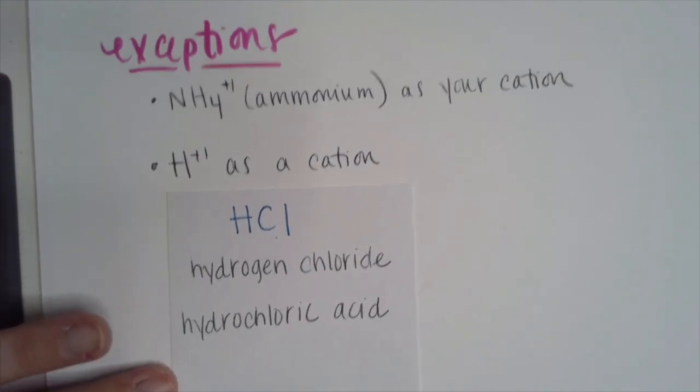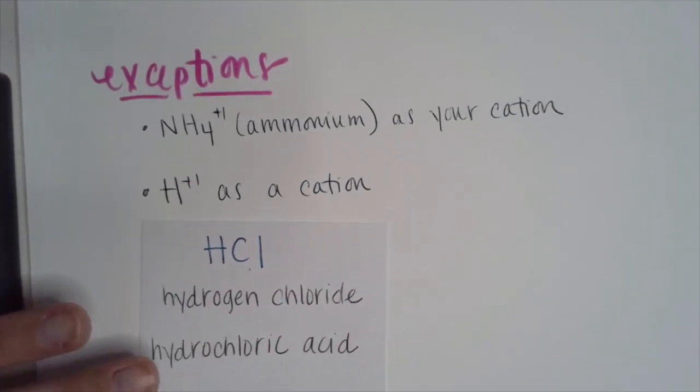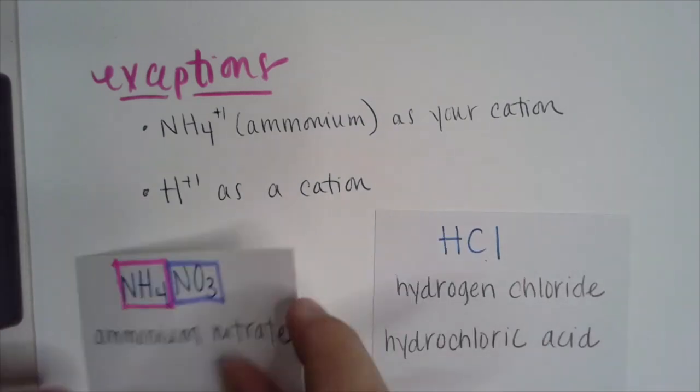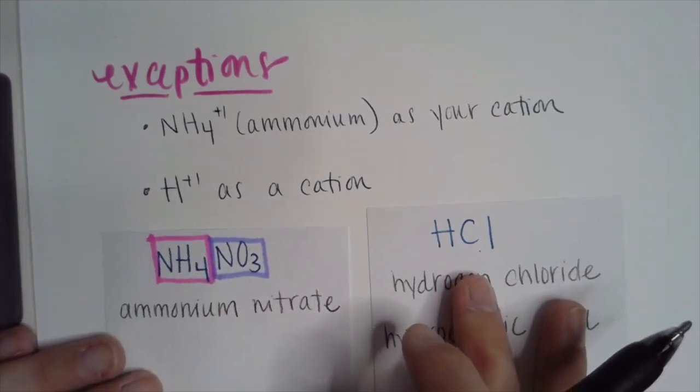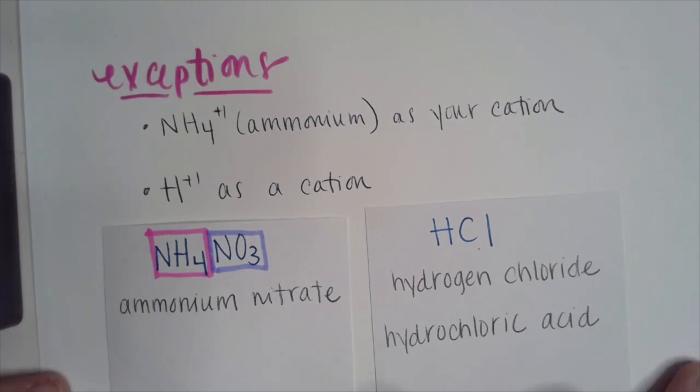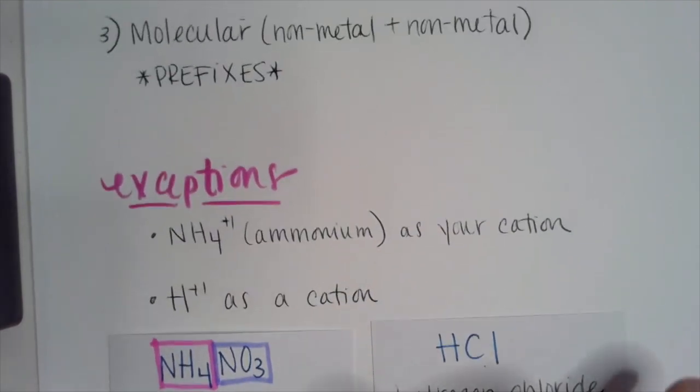Those are really the only two exceptions that I've encountered when I was naming and students would ask me questions on them. So just keep those in mind as you're naming. Other than that, let me know if you have any questions, but those are really the three basic ways on how to name compounds in your general chemistry class.